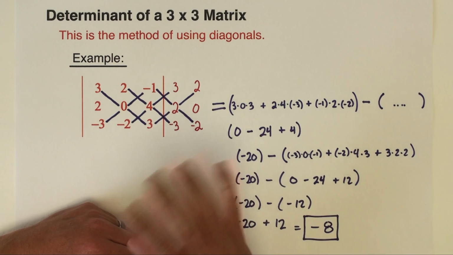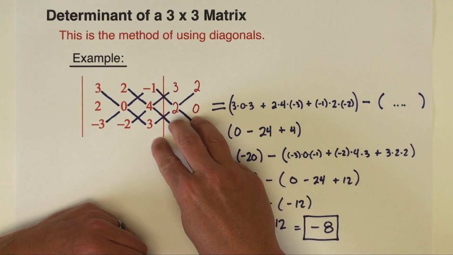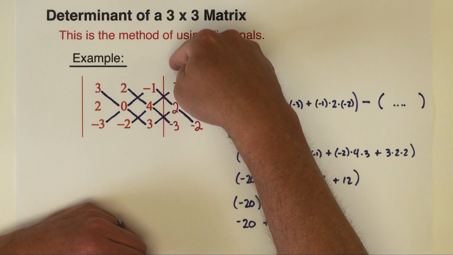So there's your 3x3 determinant using diagonals, very similar to the 2x2 where you did a diagonal minus a diagonal. The only difference here is we are doing 3 diagonals and then minus 3 diagonals.